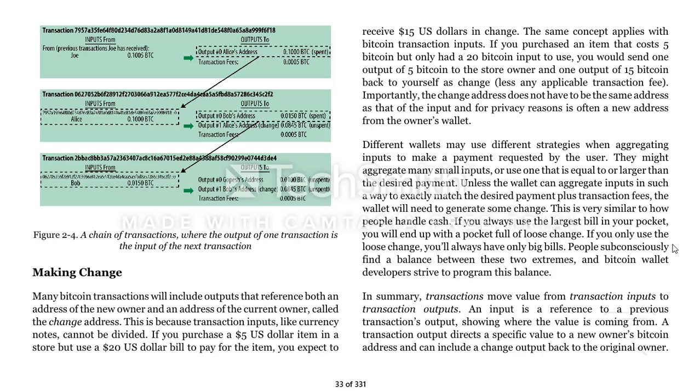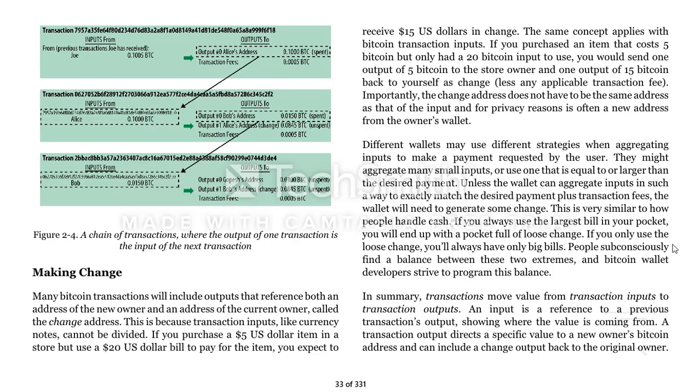Importantly, the change address does not have to be the same address as that of the input, and for privacy reasons is often a new address from the owner's wallet. Different wallets may use different strategies when aggregating inputs to make a payment requested by the user. They might aggregate many small inputs, or use one that is equal to or larger than the desired payment. Unless the wallet can aggregate inputs in such a way to exactly match the desired payment plus transaction fees, the wallet will need to generate some change.